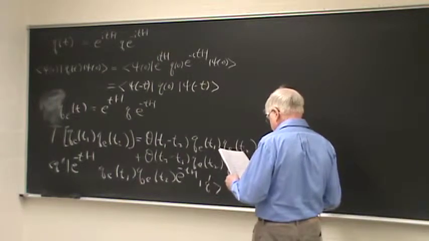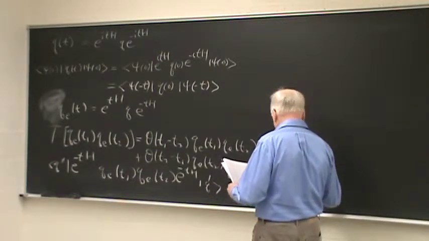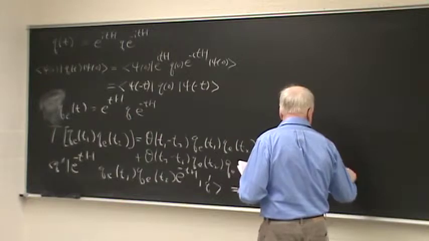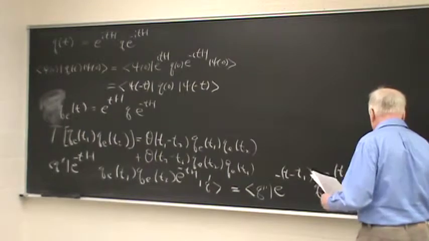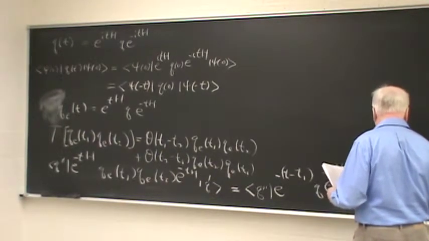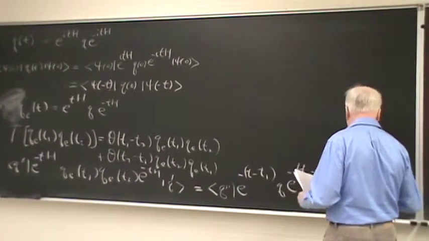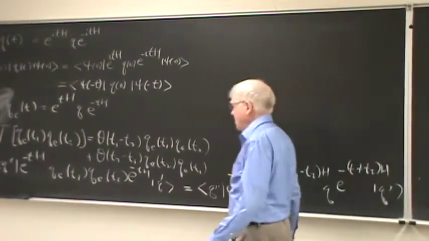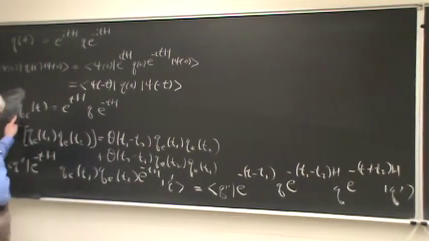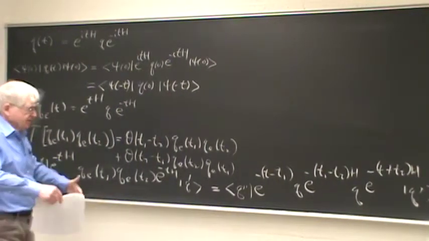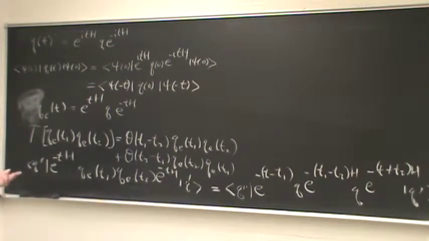And then what we get is Q double prime e to the minus (T minus T1) H Q e to the minus (T1 minus T2) H Q e to the minus (T plus T2) H and then Q prime. So I'm taking the Euclidean time-ordered product for the case T1 later than T2, using the definition of Euclidean time dependence, and then sandwiching it between two states, or taking the matrix element in the two states, Q double prime and Q prime.